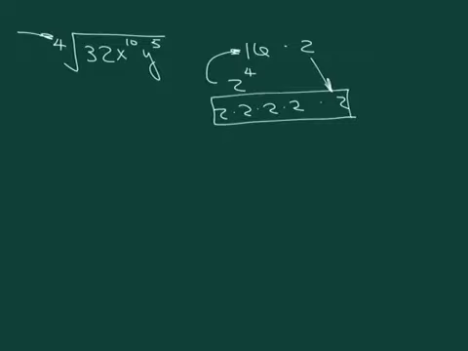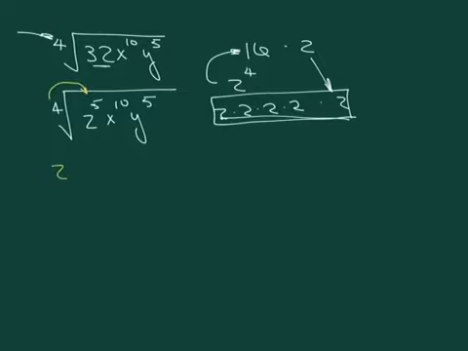Okay, so I'm going to show you another trick here. Sorry, I'm probably giving you so many tricks you're getting confused. 32 can be written as 2 to the 5th power, x to the 10th, y to the 5th, with an index of 4. Now, watch what happens here. How many times does 4 go into 5? One time, with how many left over? One left over. So the one left over stays there.